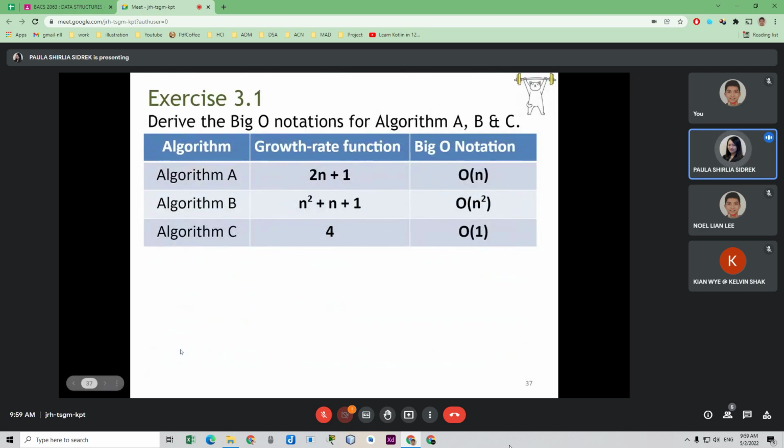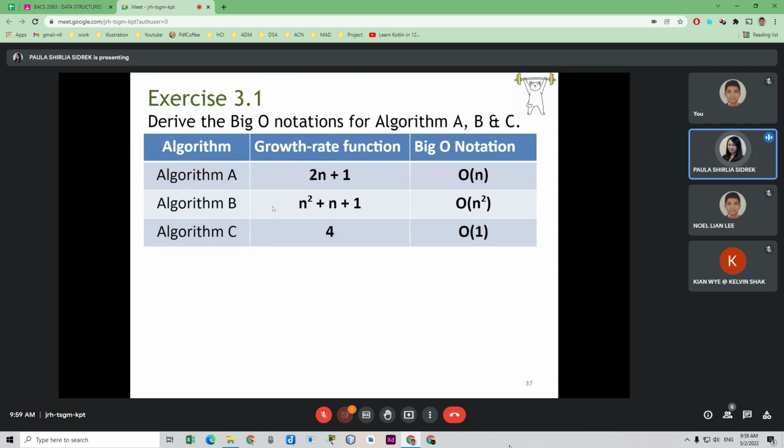This is exercise 3.1. Derive big O notation for algorithms A, B, and C. Right? So you have the growth rate functions for A, B, and C from a while ago. Now, how do you do that? You have 2n plus 1. Whenever you see here, the second step is to remove what is insignificant, which is looking at constant values 2 and 1. Therefore, what do you have? Your big O notation will be O of n, right? For algorithm A, that is the end result.